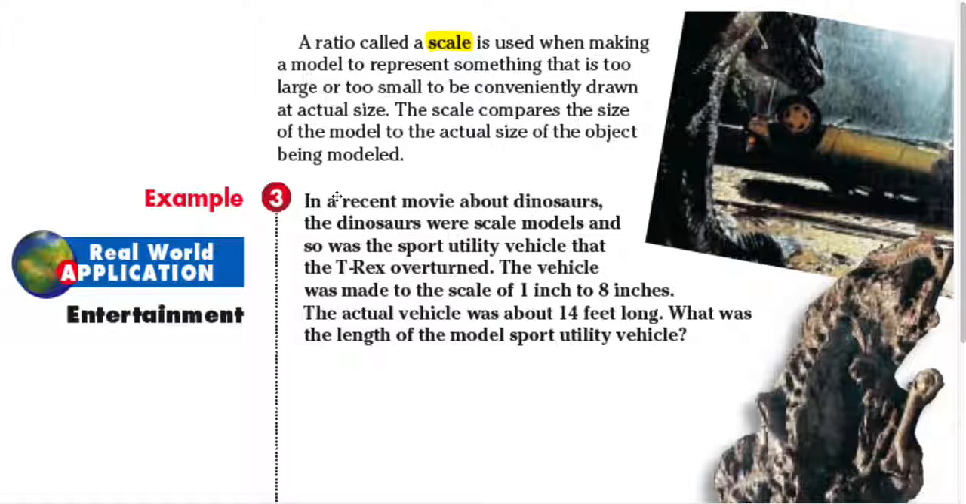Okay? So in a recent movie, not any more recent, a long time ago, the movie Jurassic Park about dinosaurs, the dinosaurs were scale models, and so was the sport utility vehicle that the T-Rex overturned. So if you saw that movie, you know what I'm talking about. The vehicle was made to the scale of 1 inch to 8 inches. The actual vehicle was about 14 feet long. What was the length of the model sport utility vehicle?